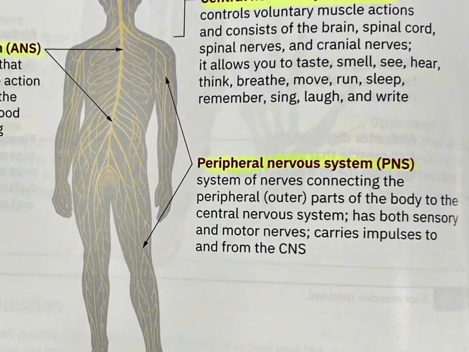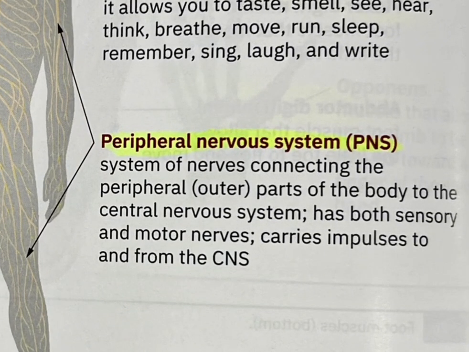Peripheral nervous system, system of nerves connecting the peripheral or outer parts of the body to the central nervous system, has both sensory and motor nerves, carries impulses to and from the CNS.